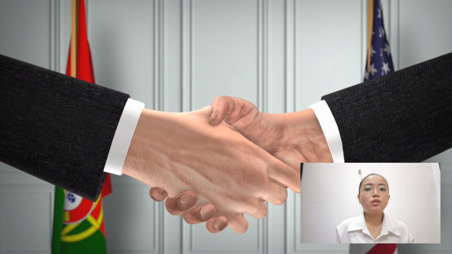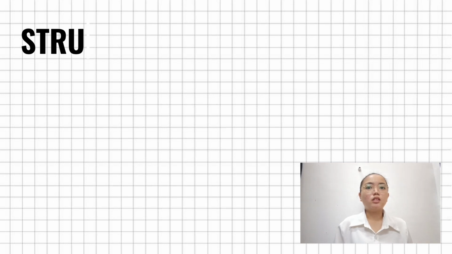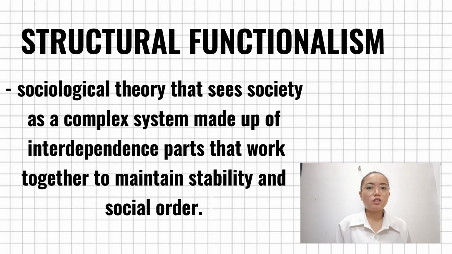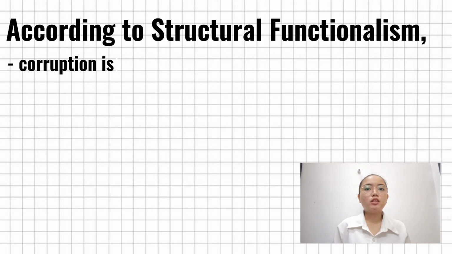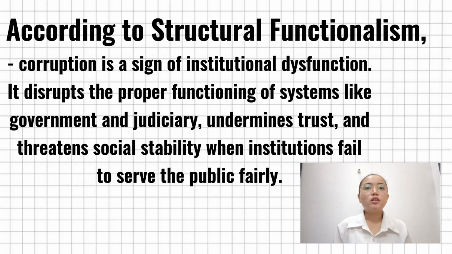general public remains marginalized. Structural functionalism is a sociological theory that sees society as a complex system made up of interdependent parts that work together to maintain stability and social order. According to structural functionalism, corruption is a sign of institutional dysfunction. It disrupts the proper functioning of systems like the government and judiciary, undermines trust, and threatens social stability when institutions fail to serve the public fairly.